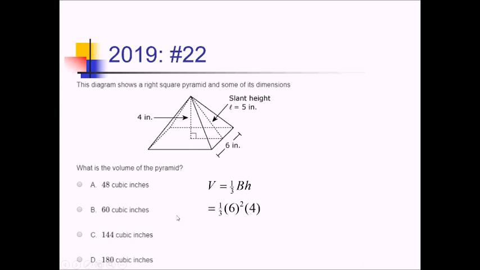And you could use a calculator. You don't really need one, though, because we've got 6 squared, which is 36. A third of that is really 12. 12 times 4 is 48. So that's 48 cubic inches, gives us choice A.